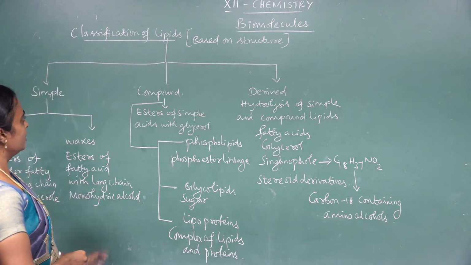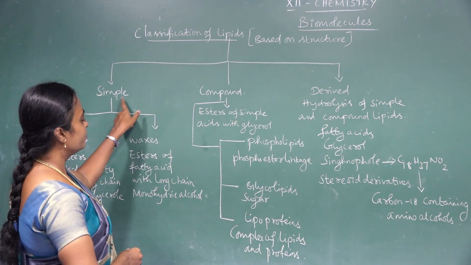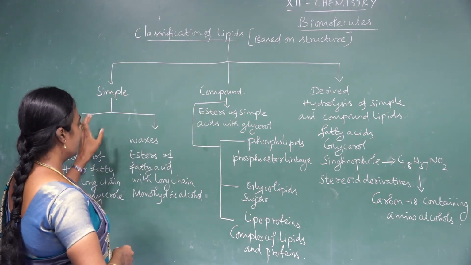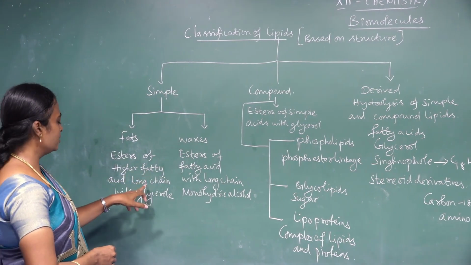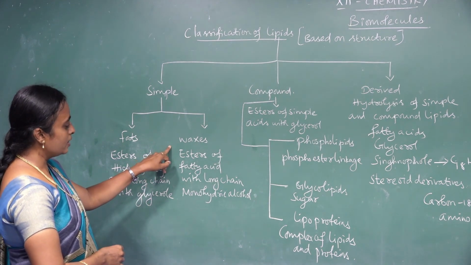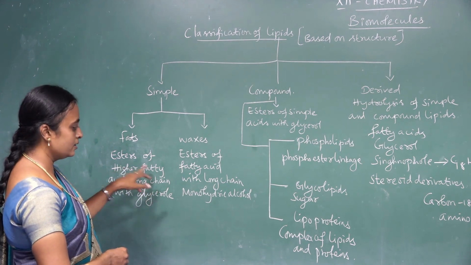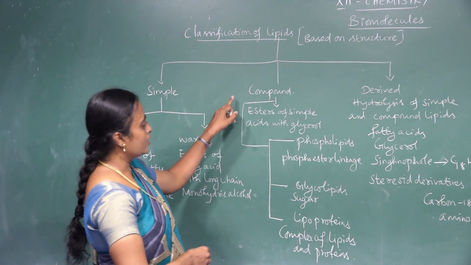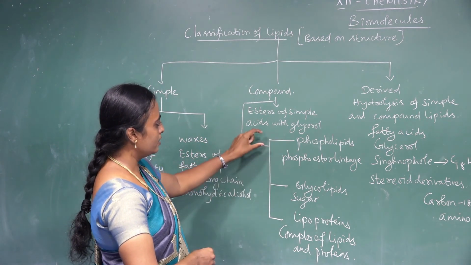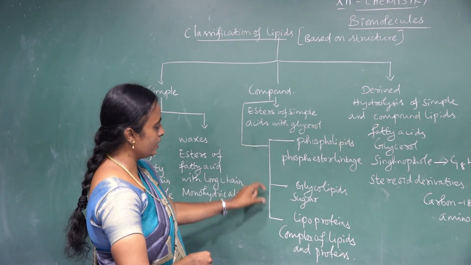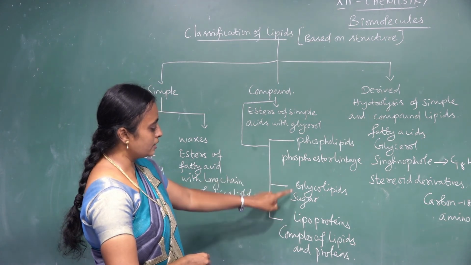So we have taken the classification of lipids based on structure. We divided into three: simple, compound and derived. Simple is made up of fats and waxes, and fats contain esters of fatty acids with glycerol. Waxes contain esters of long chain fatty acids with long chain monohydric alcohol. And compound contains esters of simple fatty acids with glycerol, and based on the side group we divide into three: phospholipids, glycolipids and lipoproteins, with the examples given.